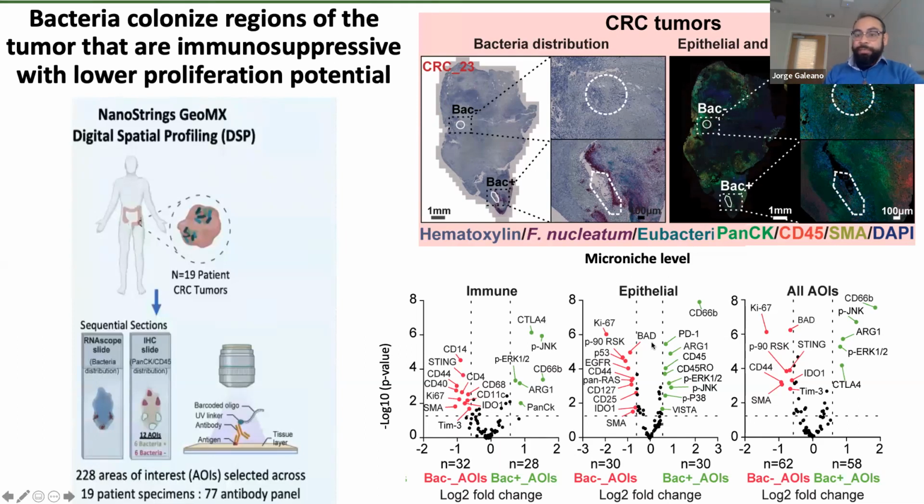If we do the analysis in the epithelial compartment, we found that, again, in the bacteria-positive region, there is an enrichment of neutrophils that are CD66b positive, and there's also an upregulation of immunosuppressive molecules like PD-1 and PD-L1.